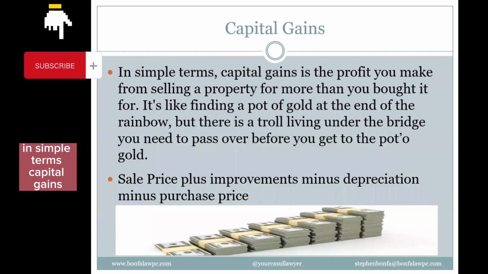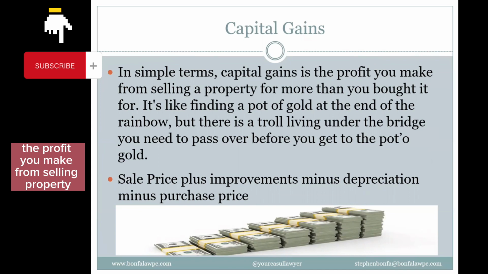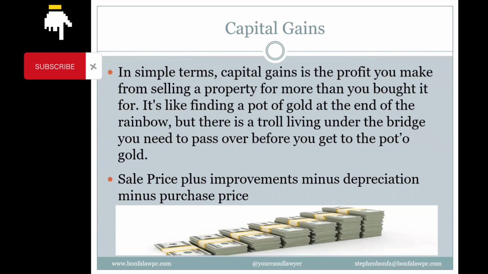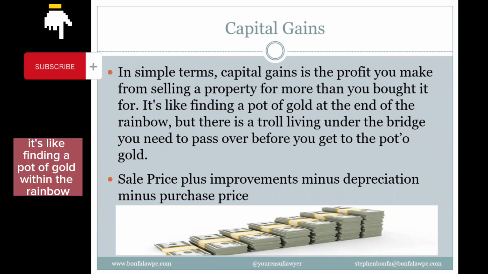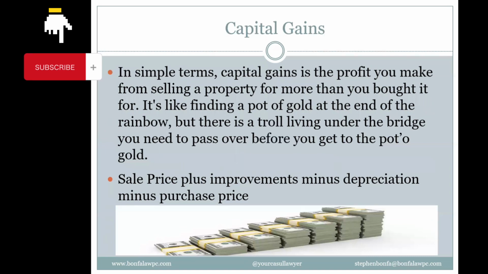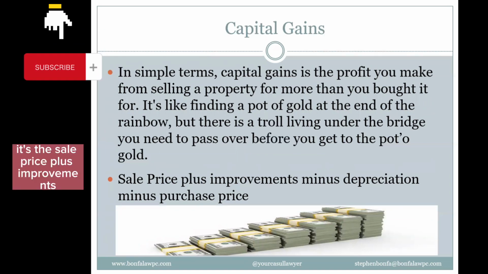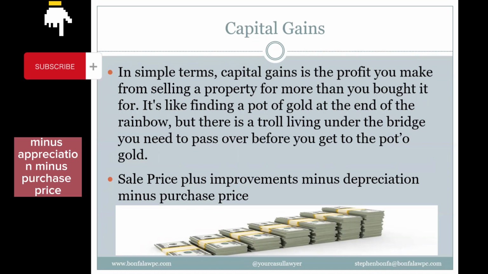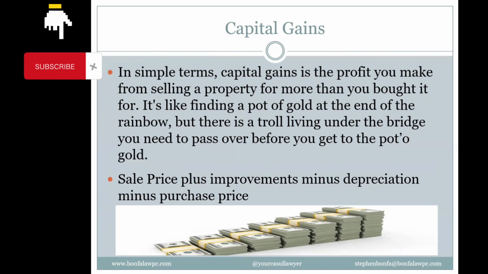Capital gains. In simple terms, capital gains is the profit you make from selling property for more than you bought it for. It's like finding a pot of gold at the end of the rainbow, but there's the IRS troll in New York State living underneath a bridge. You have to give them a piece of the action. It's the sale price plus improvements minus depreciation minus the purchase price.